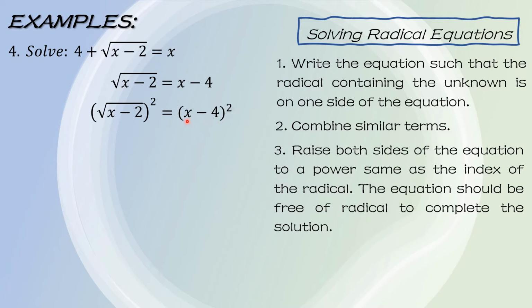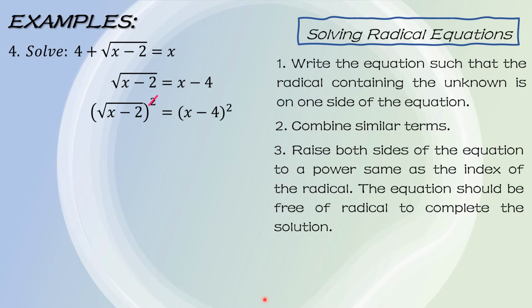Question, bakit tayo naglagay ng open and close parentheses, tapos tsaka lang tayo naglagay ng exponent na 2? Ito ay dahil kailangan yung exponent na 2 ay sakop ang x at negative 4. Kaya naging x minus 4 quantity squared. Kasi kapag sa 4 lang natin nilagay yung exponent na 2, hindi natin mai-square yung x. So, ganito yung proper way on how to square the binomial.